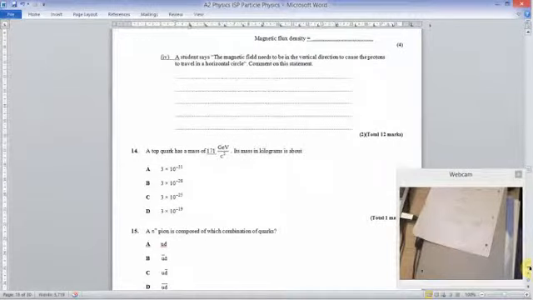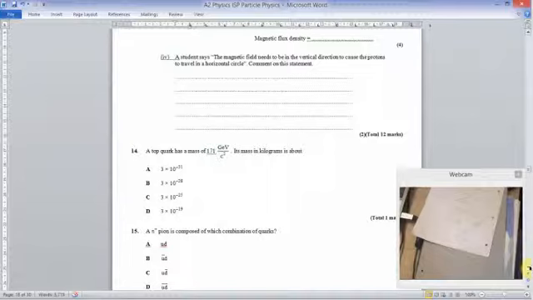Okay, a top quark has a mass of 171 giga-electron volts over c squared. So its mass in kilograms is about, okay, so that's a rest mass energy of 171 giga-electron volts. We just need to use E equals mc squared, rearrange for m, and then we just multiply by 171 giga-electron volts over c squared.